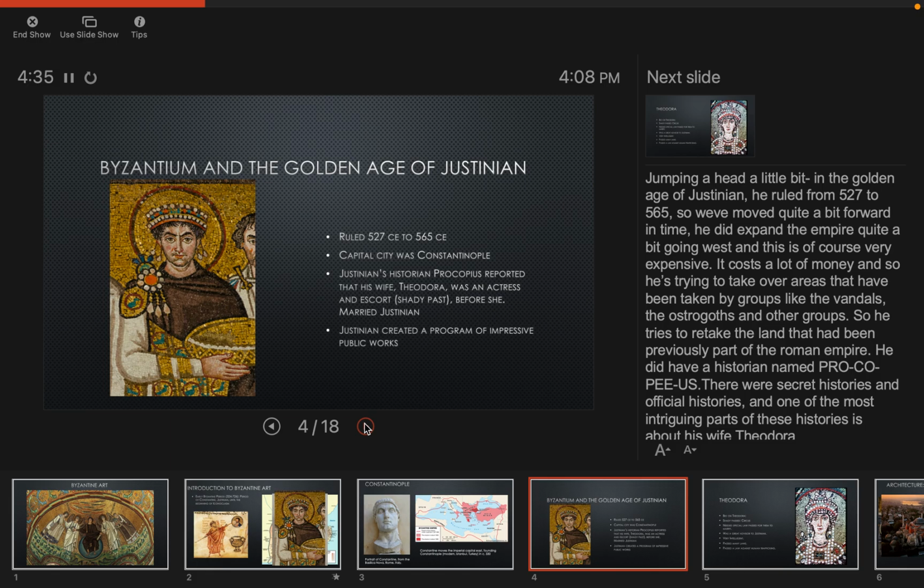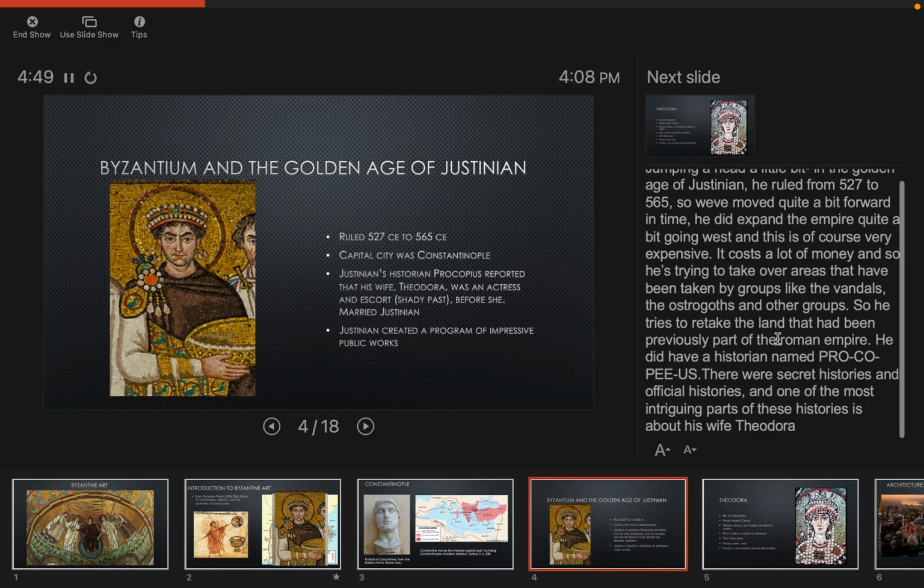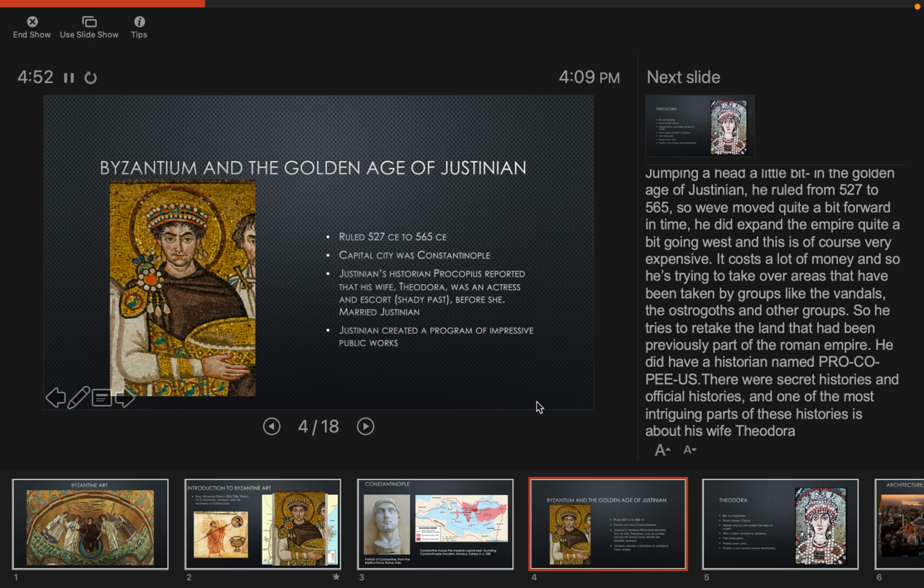He did have a historian named Procopius. There were secret histories and official histories, and one of the most intriguing parts of these histories is about his wife, Theodora. So just going over the bullet points written here on the slide. He ruled from 527 CE to 565. Capital city during his reign was still Constantinople. Justinian's historian Procopius reported that his wife Theodora was an actress and an escort. She had a shady past before she married Justinian.